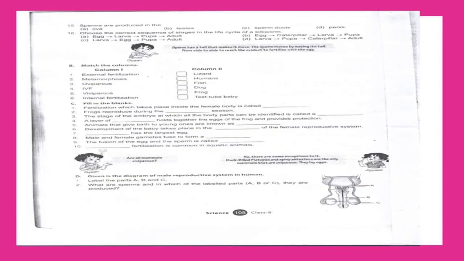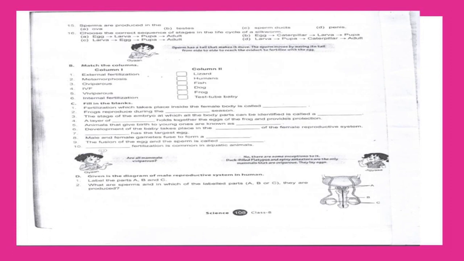Then choose the correct sequence of stages in the life cycle of silkworm. You have studied silkworm in chemistry; silkworm and silk moth are the same. Egg, larva, pupa, adult. Larva is also called caterpillar. Right? So egg, larva, pupa, adult. It is a complete metamorphosis. I hope you are able to follow this.